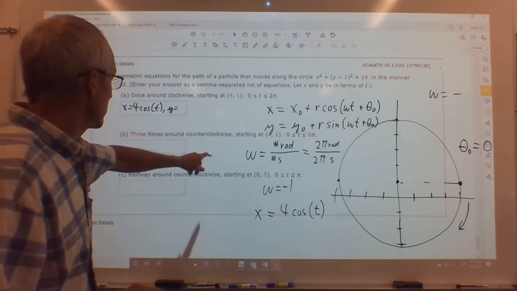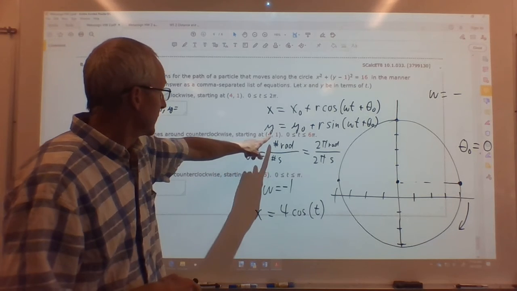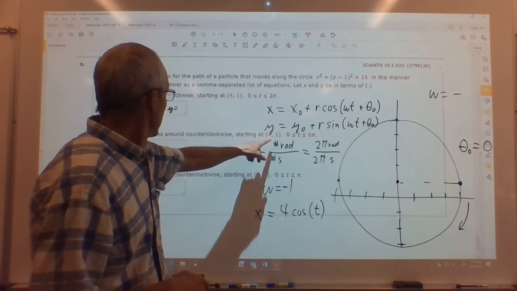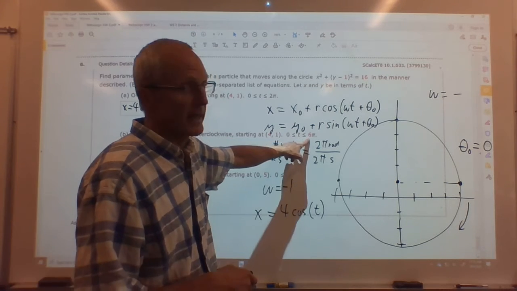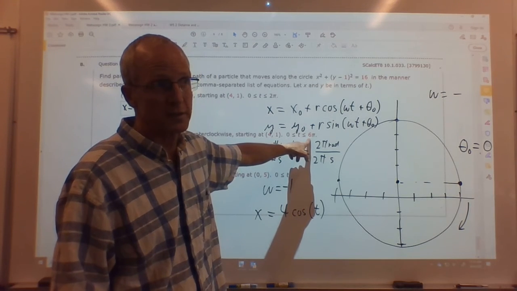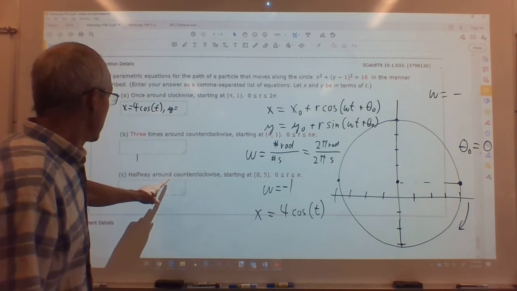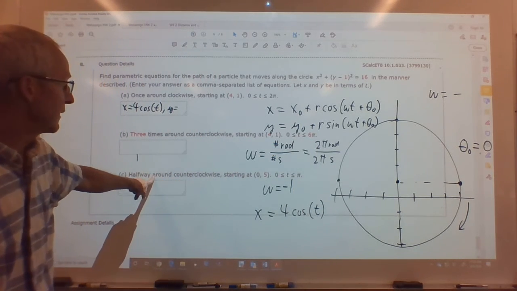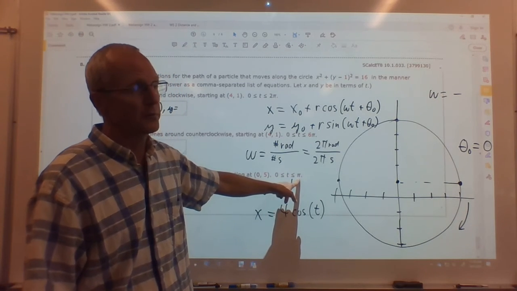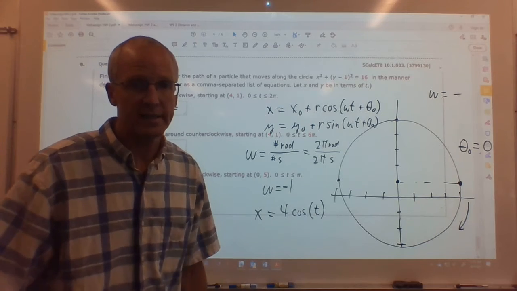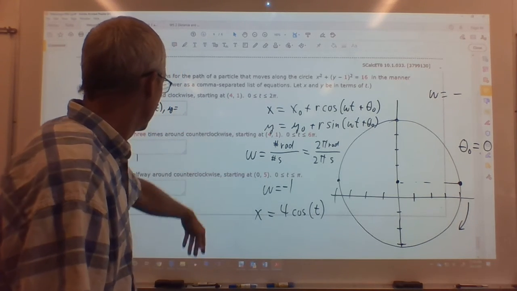Now for these other ones, counterclockwise, you know omega is positive, it starts at the same place, and it goes 3 times around, 3 circles, in 6 pi seconds. So it makes 1 circle in 2 pi seconds. It's the same omega as here. So again, always the same omega. Just be careful, it's negative here, and mine is positive here.